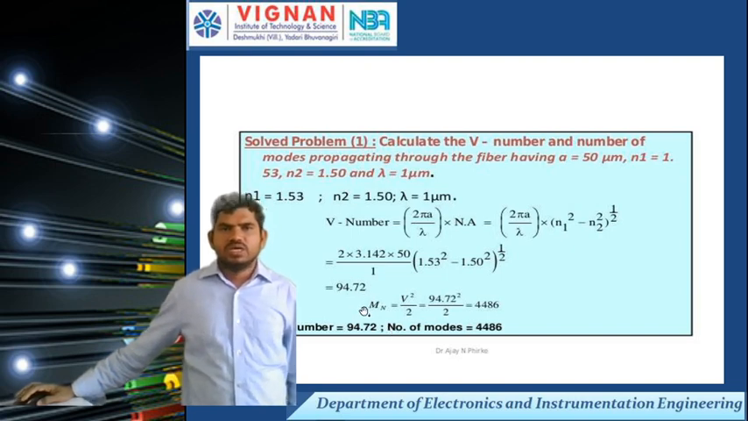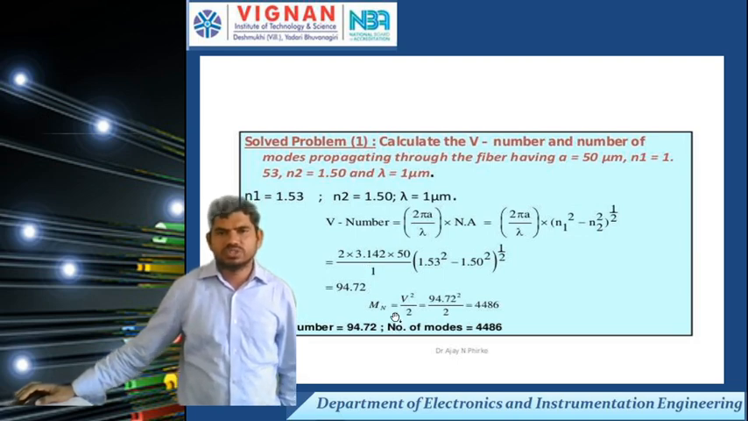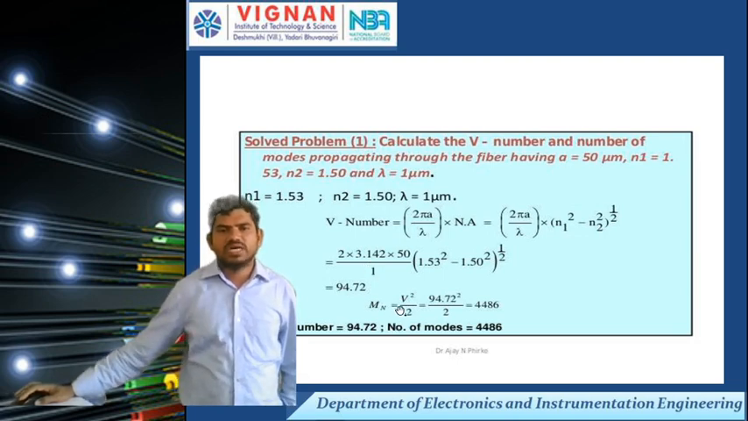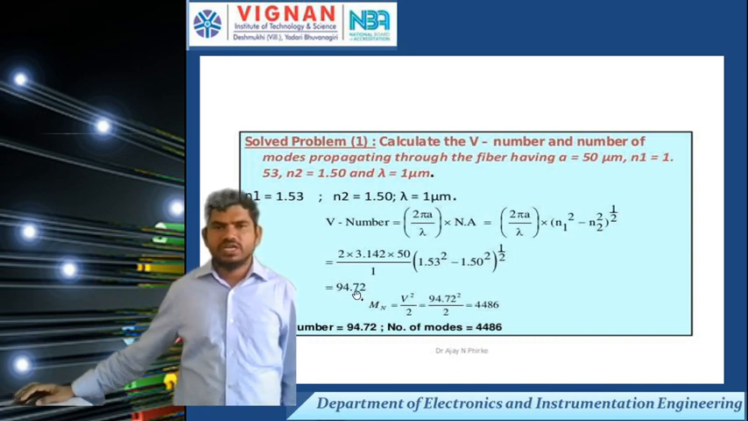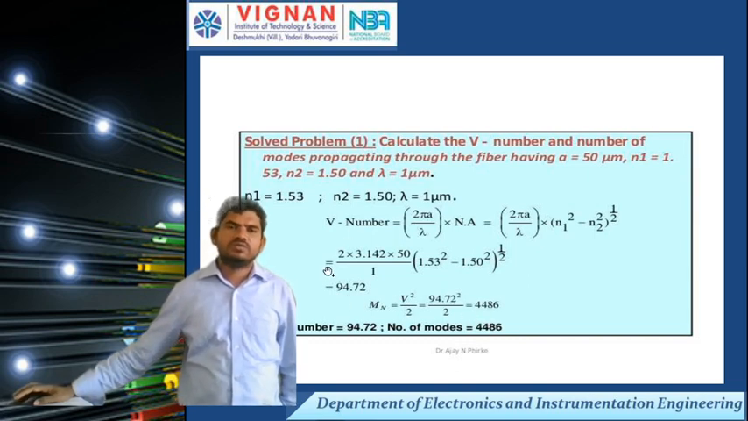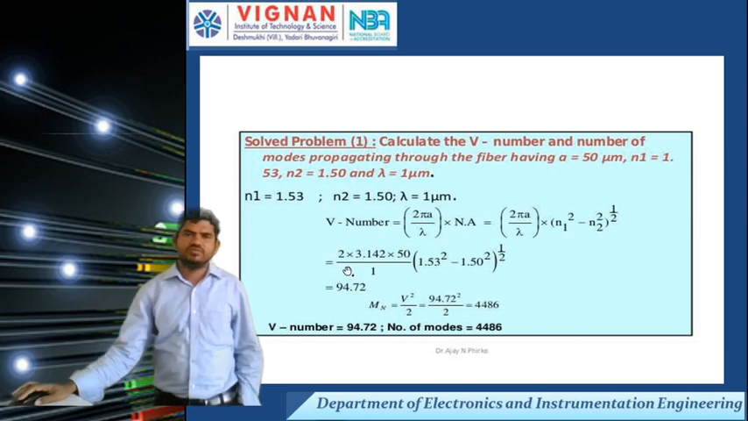From this, now I am calculating the number of modes. For the number of modes, the formula is V square by 2, that is equal to 94.72 whole square by 2, that is equal to 4.486. This is the V value and the number of modes.